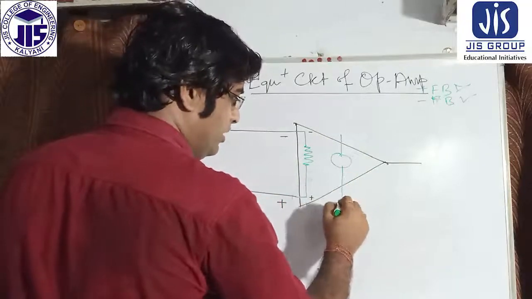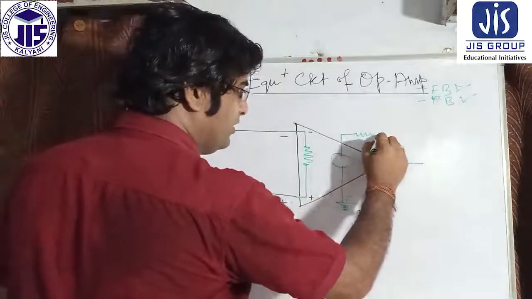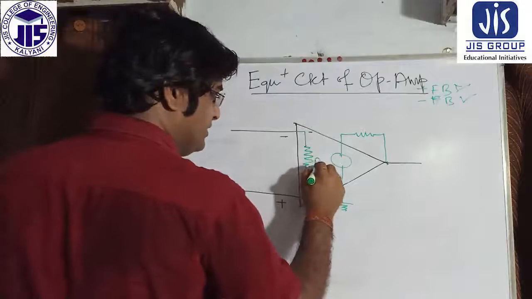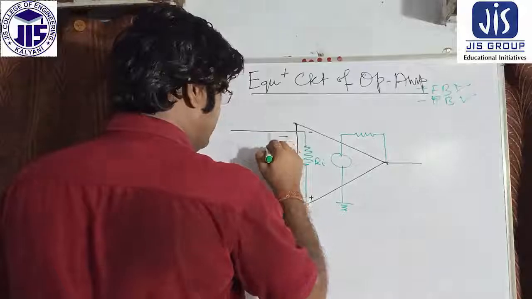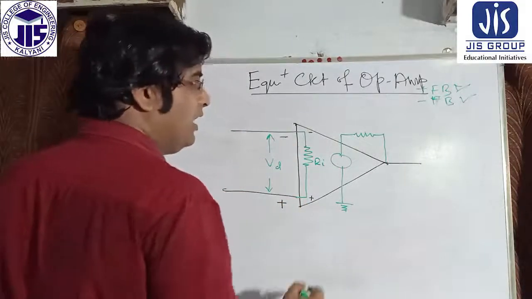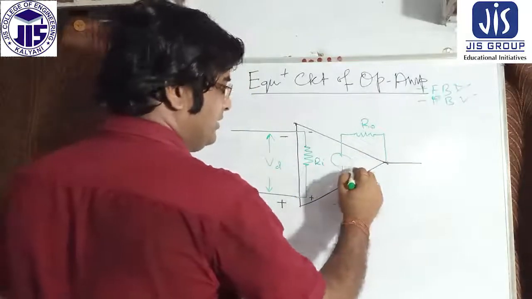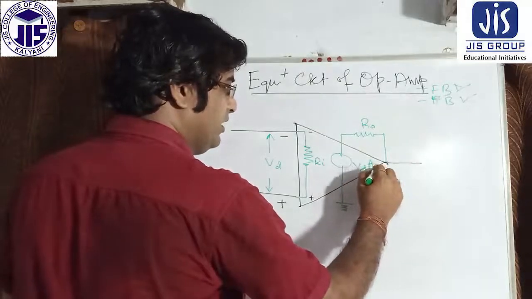I know till now you are thinking about what I am doing. Just wait, you will understand. That is Ri, that is Vd, and that is R0, and here it is Vd AOL.